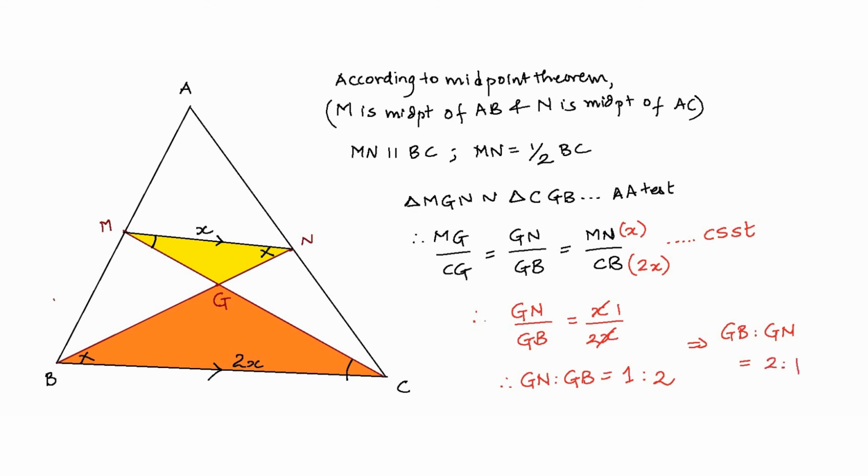is equal to 2:1. So this would imply that GB is to GN is 2:1, and this therefore implies that centroid G divides BN in the ratio 2:1, and similarly even GC is to GM will be 2:1. So that is why we considered that centroid divides a median in the ratio 2:1, and this concept actually helped us derive the formula for centroid of a triangle.